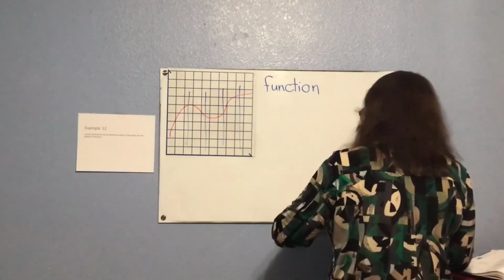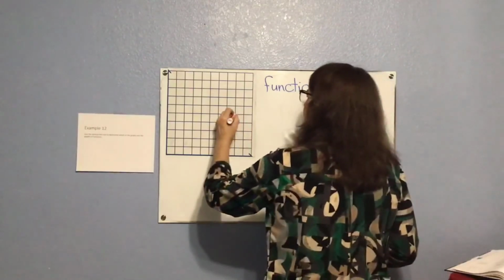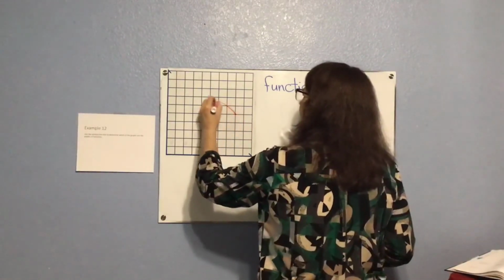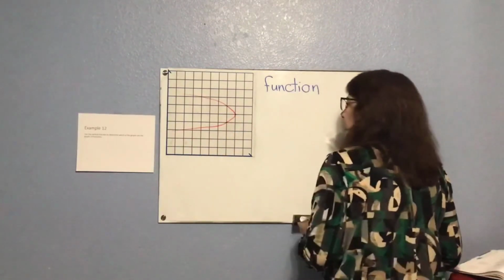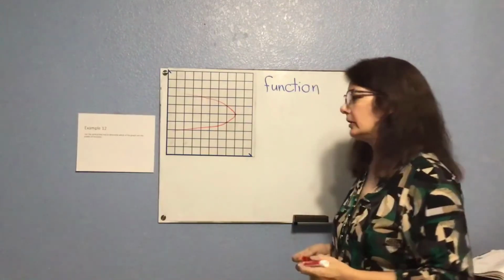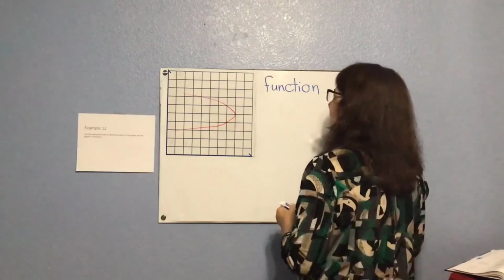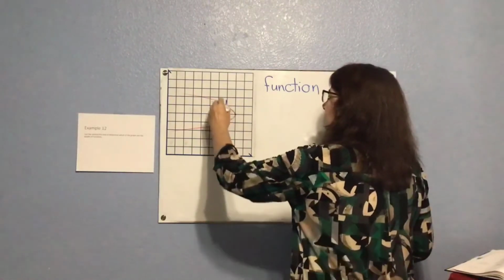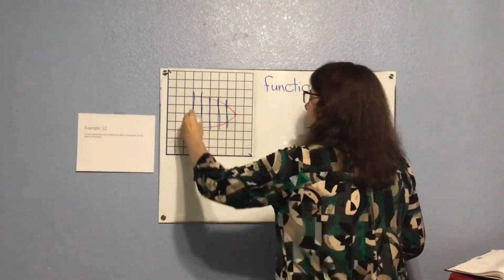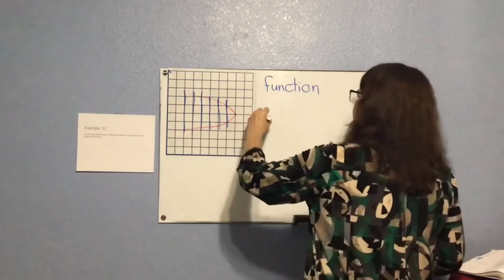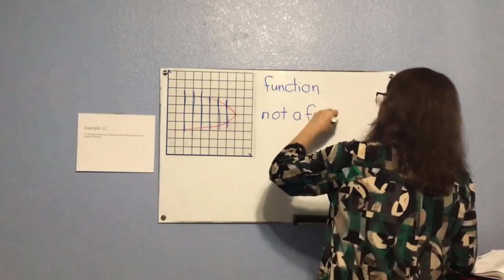Let's look at another. Suppose I had a parabola that was kind of laid over on its side. Is this a function? Well, you can see that many grid lines intersect the parabola both at the top and the bottom. So this is not a function.